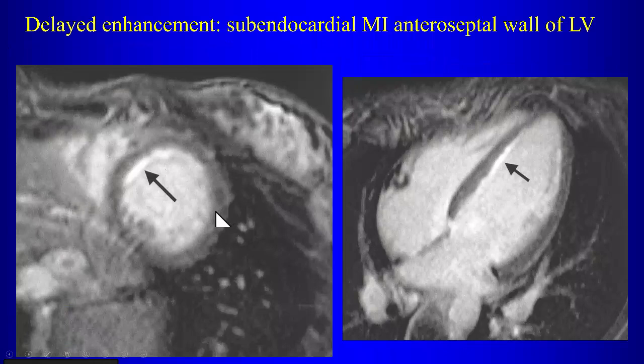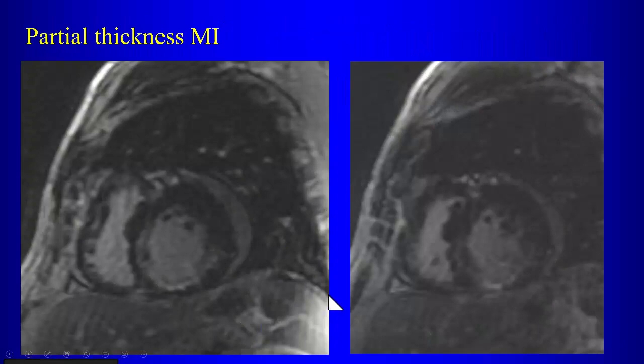Infarcts don't have to be full thickness. Even partial thickness infarcts can give you delayed enhancement. So here's an example of a partial thickness infarct. Remember, the infarct should always involve endocardium and should be in a vascular distribution. Those are the criteria for us to be able to say that the abnormal enhancement is from infarction. But infarcts can be partial thickness. So here's another example of a partial thickness myocardial infarction here.